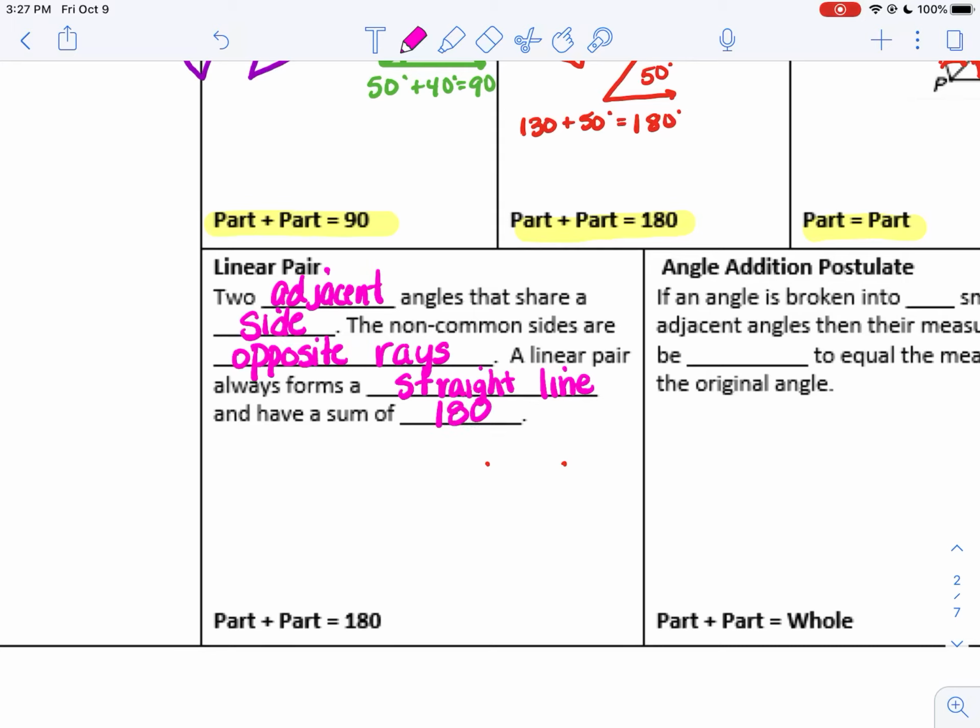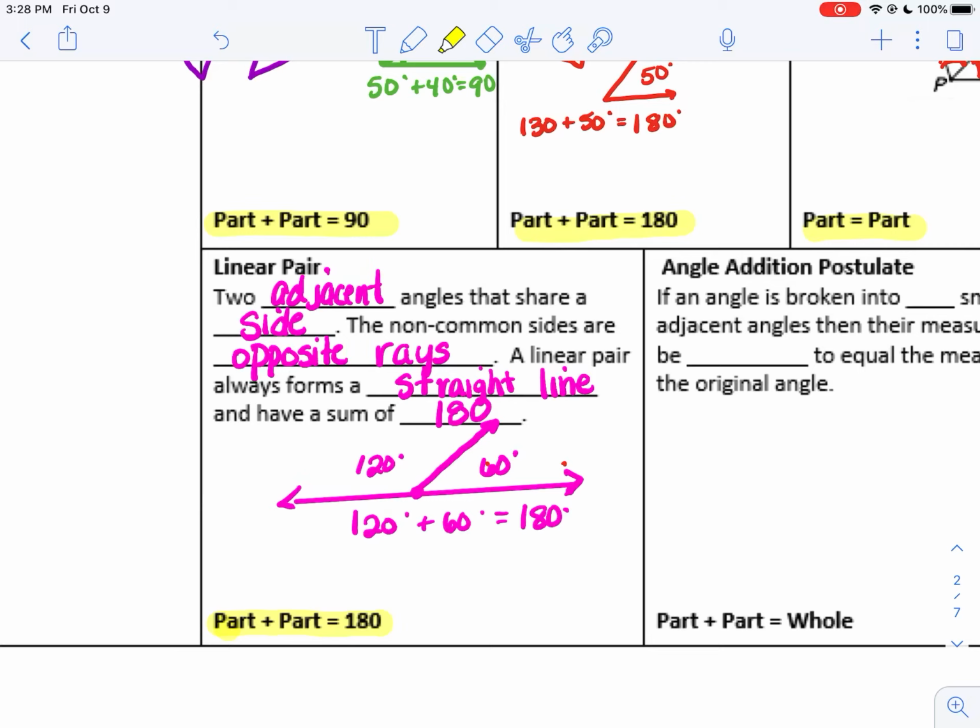So what I'm going to do is draw myself basically a line. And of course I'm going to include my arrows on the end. And then I'm going to draw a ray. So right here we have, let's say, maybe a 60-degree angle. And then here would be 120, because 120 degrees plus 60 degrees equals 180. That is part plus part equals 180. So important there, a linear pair.